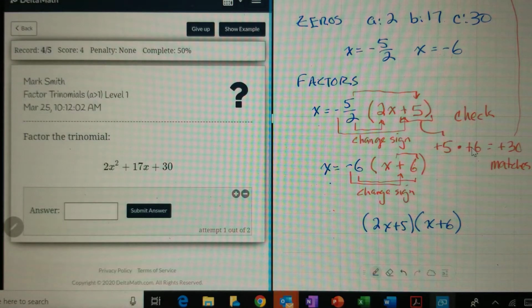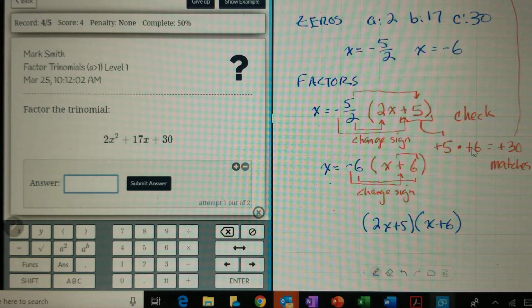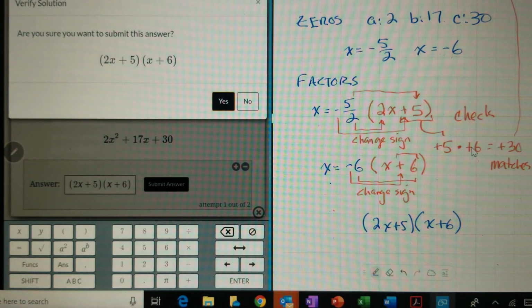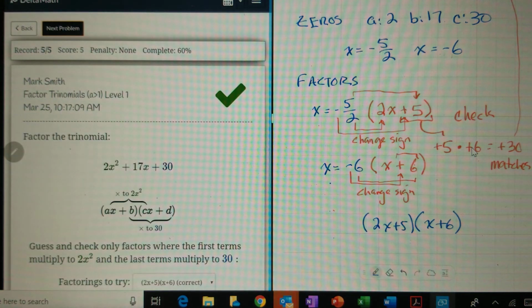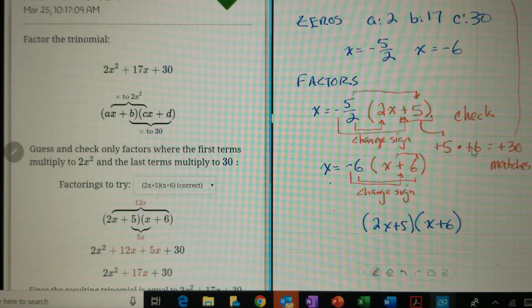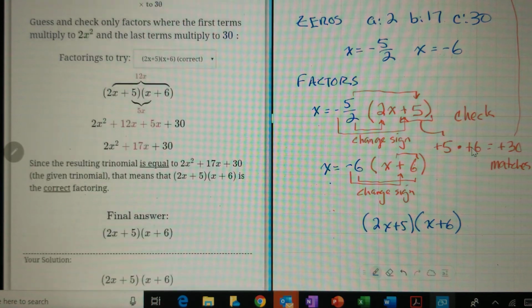So we go back to our Delta Math here, and notice that we have two answers to factor our trinomial. So we're going to put in 2x plus 5 and x plus 6, and say yes, we're happy with that answer. And we get a big green check, which is awesome. This explanation here shows you how to do this with a little guess and check method, without using technology. And I encourage you to try that.